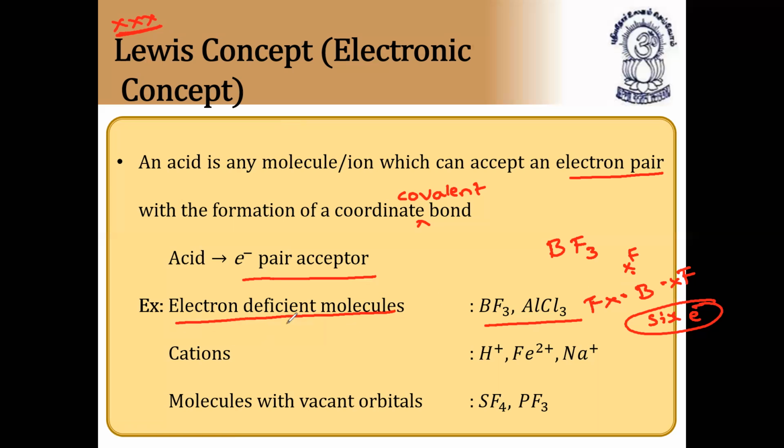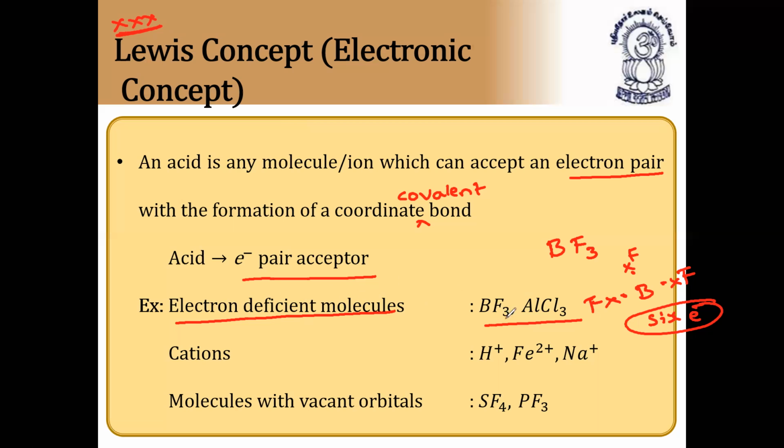Once again, I repeat, what is an electron deficient molecule? It happens in the case of boron trifluoride as well as aluminum chloride. Why are they called electron deficient? Because boron has 3 electrons in the valence shell and it shares 3 electrons with 3 fluorine atoms, and on the whole it becomes 6 electrons after forming the compound, and according to the octet rule it should have 8 electrons. Since 2 electrons are deficient, that's why they are called electron deficient molecules.